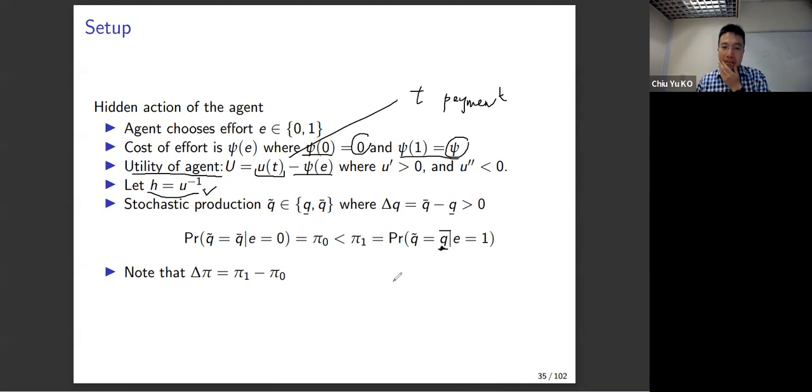And we assume pi 1 is more than pi 0, that's natural. In the literature, that's called the monotone likelihood ratio, which means the more costly action, putting in the effort, makes it more likely that you generate more output. So we want this to be positive.